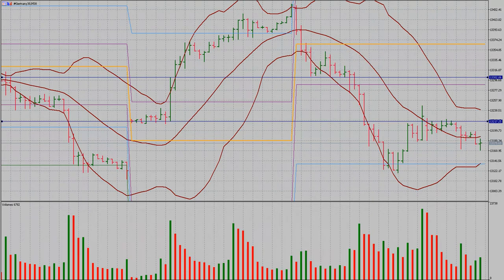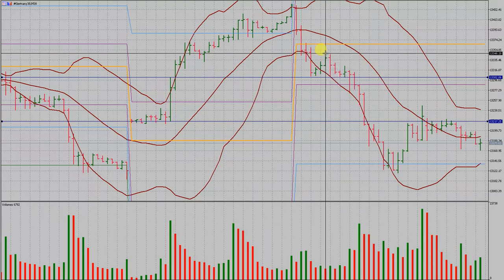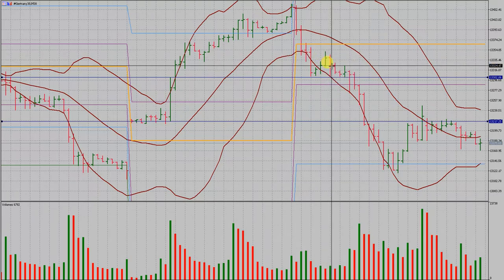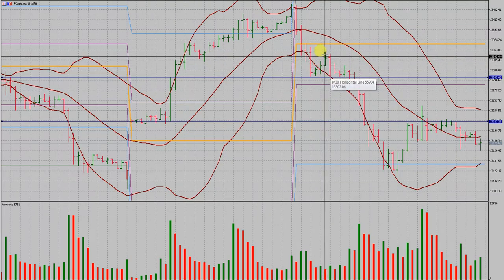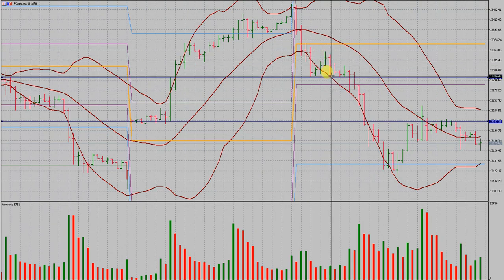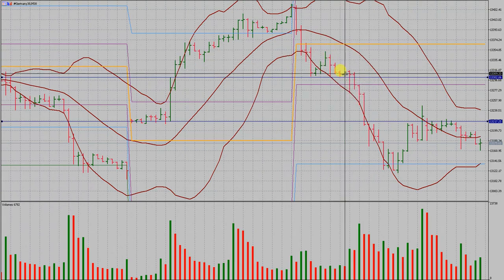And here, this one here, we came down, we tried to go up. Look how that closed, a little bit off the lows, next bar down. This is a bearish setup. You had a confirmation on this bar.